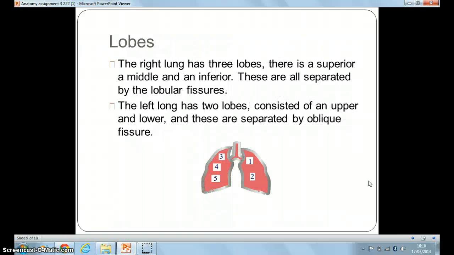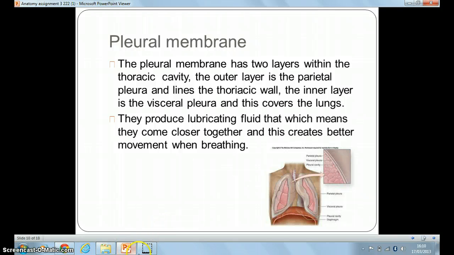Lobes. The right lung has 3 lobes. There is a superior, a middle, and an inferior. These are all separated by lobular fissures. The left lung has 2 lobes, consisting of an upper and a lower. These are separated by oblique fissure.